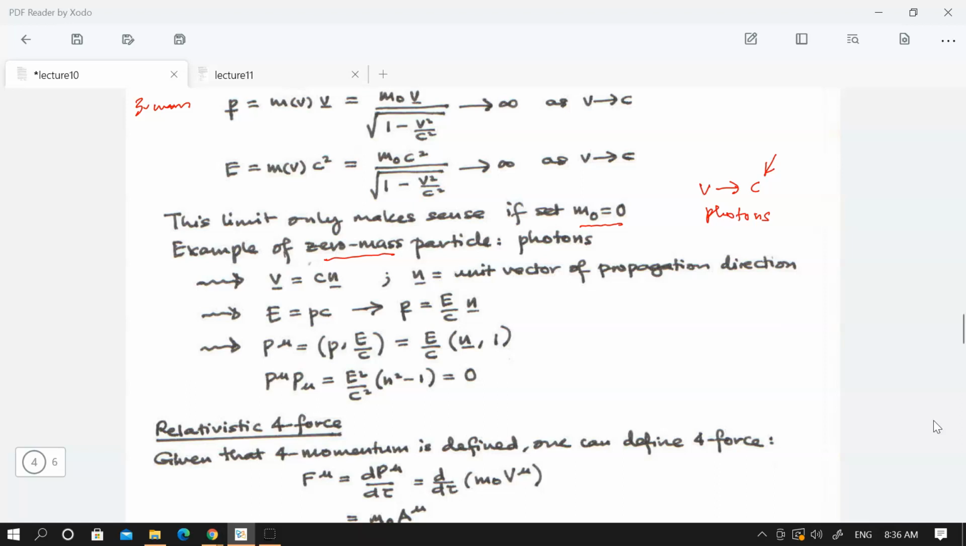there is a direction of propagation of these particles or these photons. So you write v equals c n. So n will now be the propagation vector, and c gives you the magnitude. So this would be a unit vector. And then your energy is now simply written as pc.